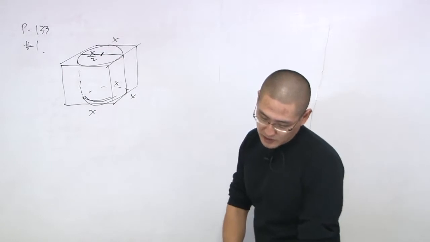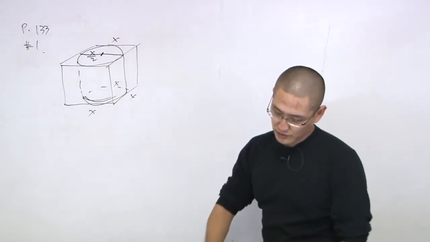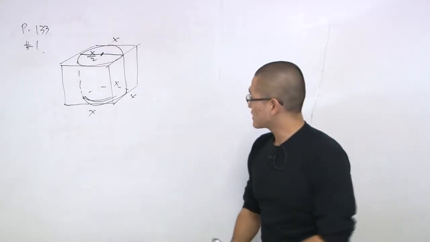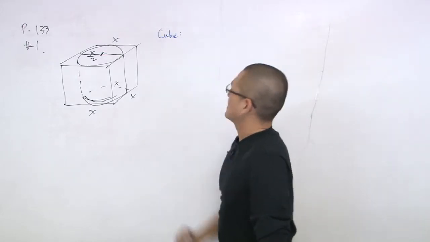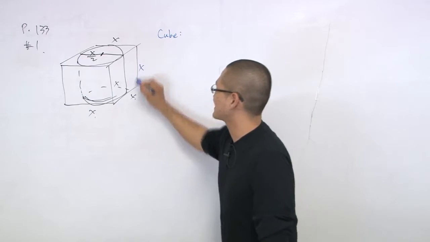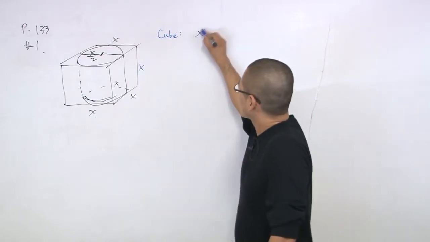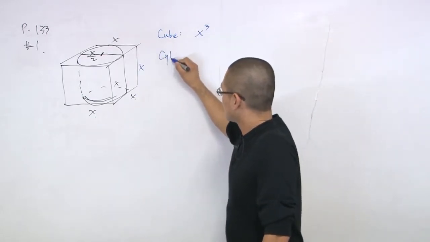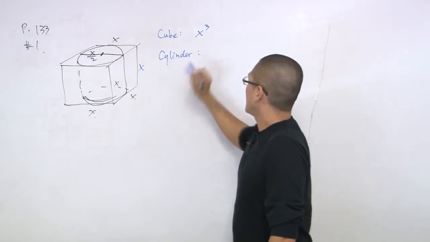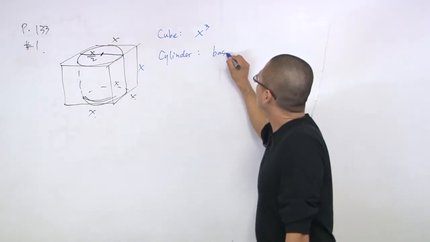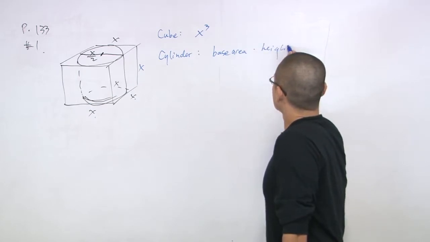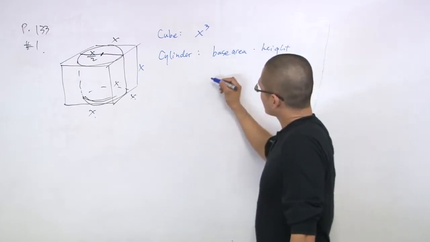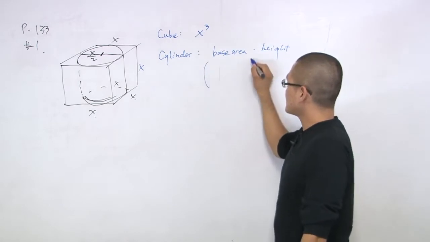Good. They want the ratio of the volume of the cylinder to the volume of the cube. So we will get the cube first. Cube volume is, well, x times x times x, right? So it's going to be x cubed. Good. Cylinder has a base area times the height. Okay, base area is pi r squared, right?